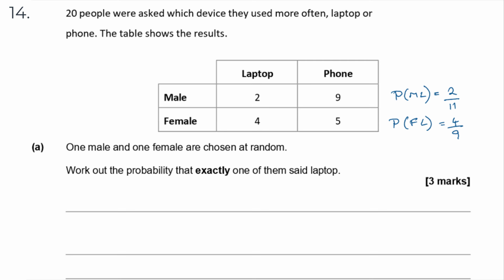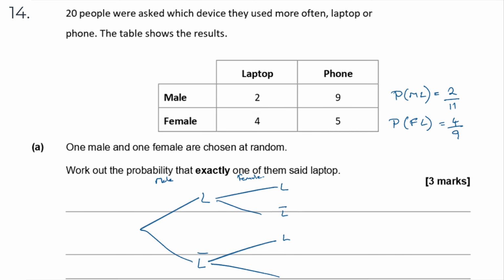Okay, I'm going to do that in a little kind of tree, like a probability tree. So let's do the male choices first. So this is the male, and then we'll do the 2 branches for the female choices. Okay, so assuming that the male said laptop here and not laptop there, and laptop, not laptop, laptop, not laptop. Okay, so the probability that the male said laptop was 2 in 11. So the probability that the male didn't say laptop was 9/11.